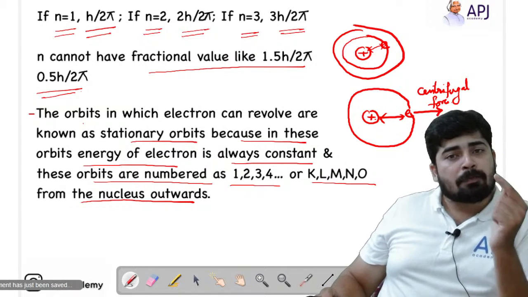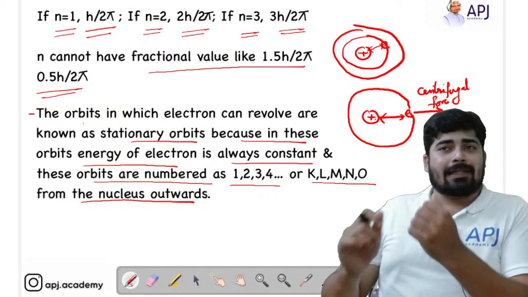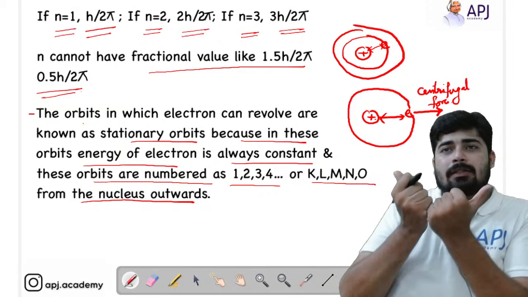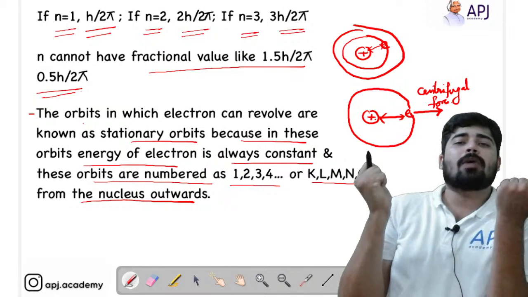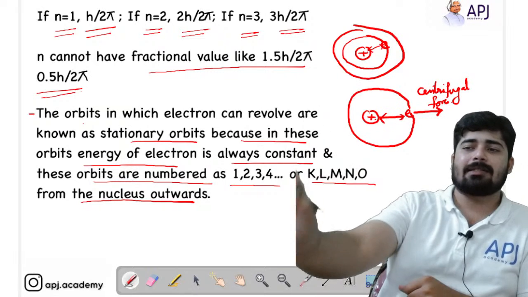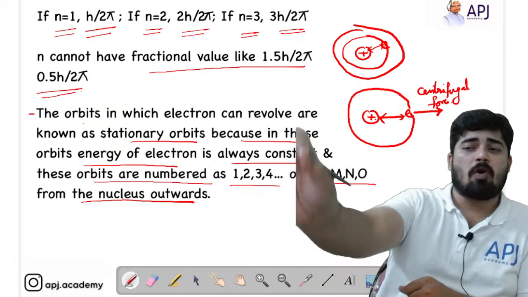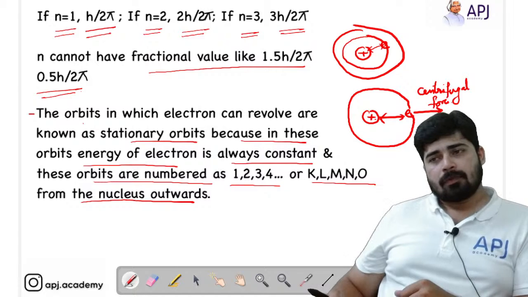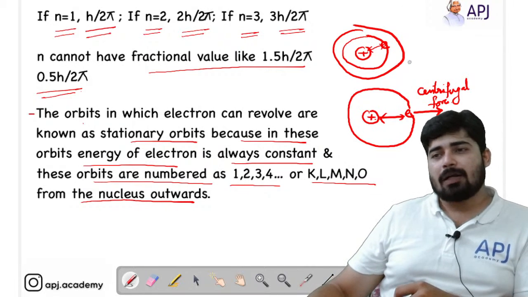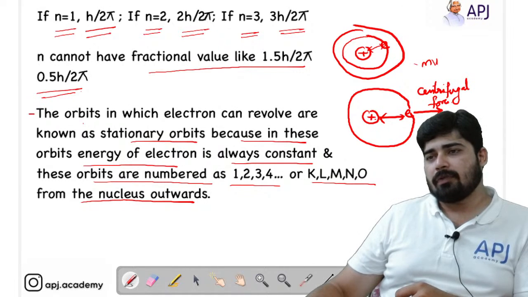So the electron experiences the centrifugal force, and at the same time the electron experiences the nuclear attraction. These two forces are equal and opposite. That's why the electron always follows the same orbital path. What is centrifugal force? We know that it is mv square by r. Centrifugal force is equal to mv²/r.